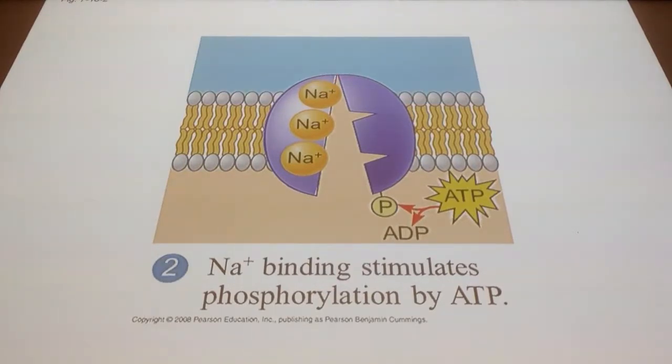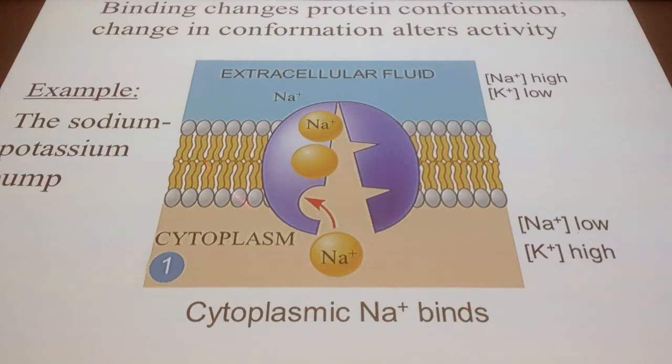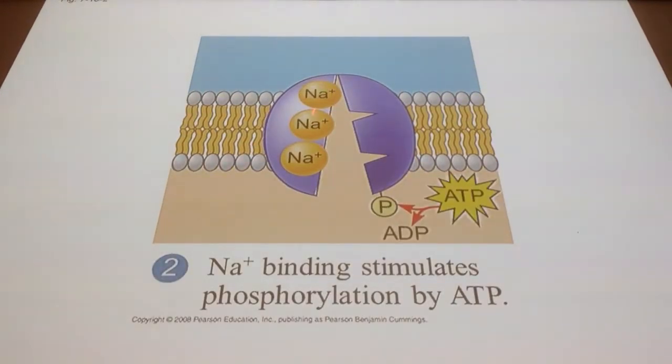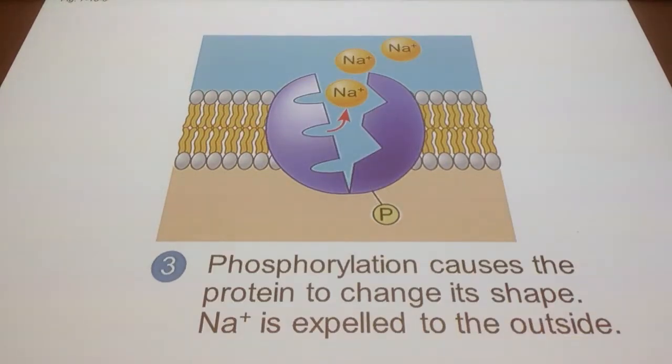So in this conformation, a kinase doesn't recognize this pump. In the conformation where three sodium ions bind, the pump has a different conformation where the kinase can now phosphorylate the pump. Phosphorylation, what does that cause? That causes further conformational change, leading to that. So a pump that is unphosphorylated is like this, and a pump that is phosphorylated is like this, right?